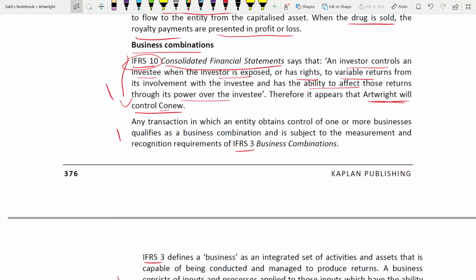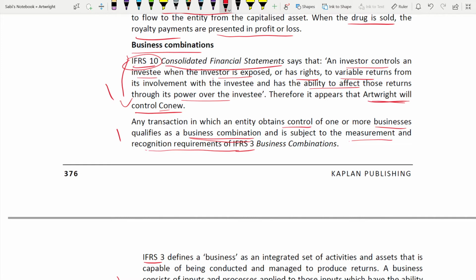Any transaction in which an entity obtains control of one or more businesses. Remember, you are obtaining control. It could be one business, it could be more than one business. You're obtaining control, so it qualifies as a business combination. Now you are giving a definition of business combination. And if it meets the definition of business combination, it is subject to the measurement and recognition requirements according to IFRS 3. Mention the standard.